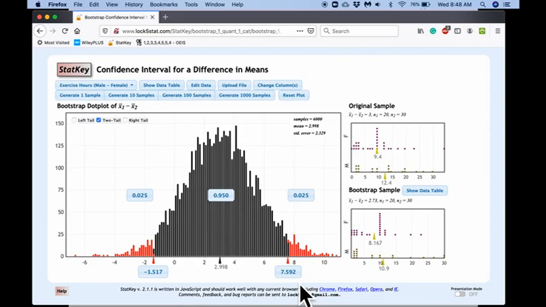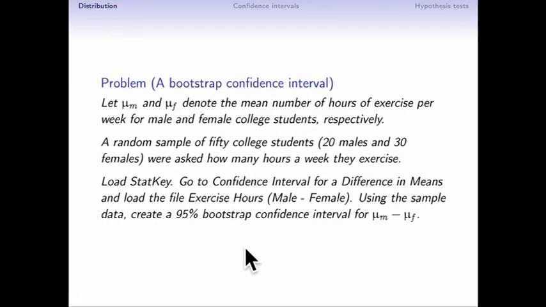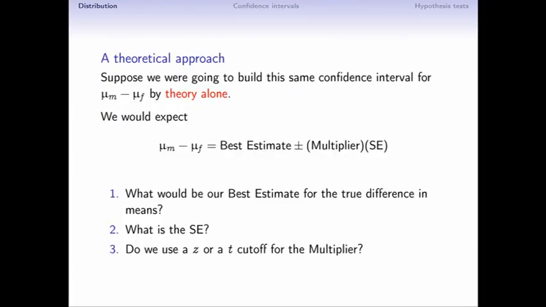Okay, now we have to think about what it would look like if we were to do this by theory, right? How would we develop a confidence interval just using theory? Well, we've been practicing this technique for a while in a variety of other circumstances, and so we would expect that if we wanted to understand the difference between mu sub m and mu sub f, it's going to be composed of some parts. The first part is going to be, what is the data telling us already about the difference in the sample means? That's the best estimate. So we would start with our best estimate. That's what the sample is announcing to us about the difference in the sample means.